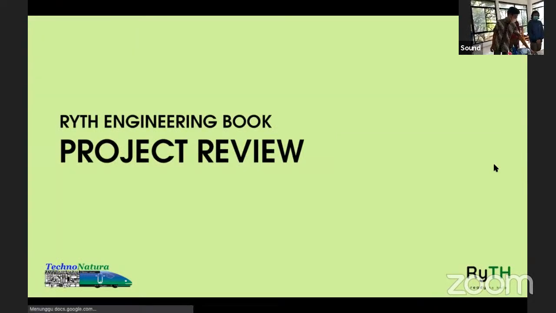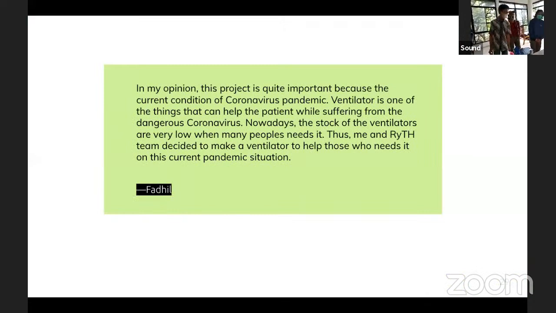So next is the project review. This is my project review. In my opinion, this project is quite important because of the current condition of the coronavirus pandemic. A ventilator is one of the things that can help patients suffering from the coronavirus. Nowadays, the stock of ventilators is very low, and many people need it. Thus, me and my team decided to make this ventilator to help those who need it in this current pandemic situation.